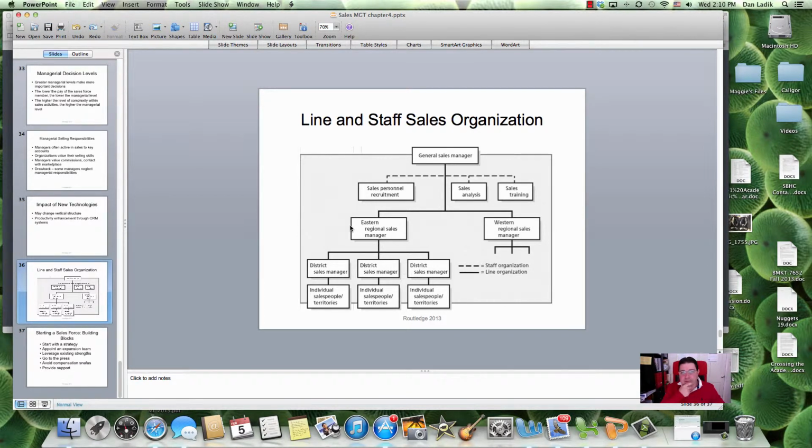This one is very challenging. This is towards the back end of the chapter, and here we have the staff organization. So we have the VP or the general manager all the way at the top, recruitment, an analyst, a trainer. They're part of this, but they report to the sales manager. But then we have Eastern and Western, so this is more a geographical setup. But then within this geographical, we have district managers, and then we have salespeople in territories.